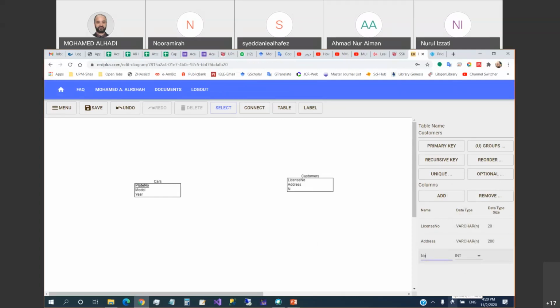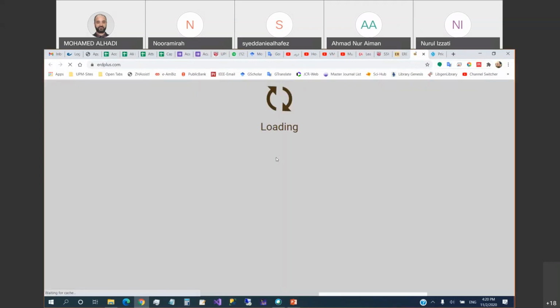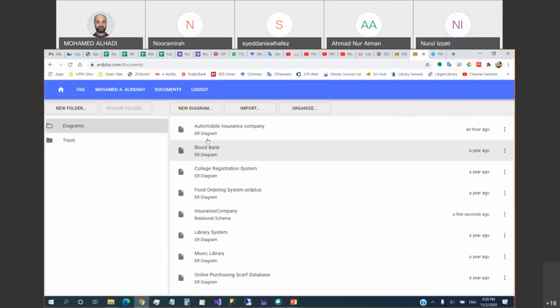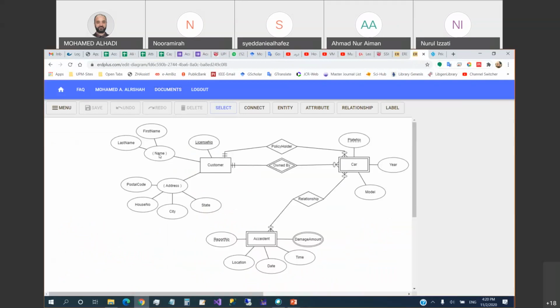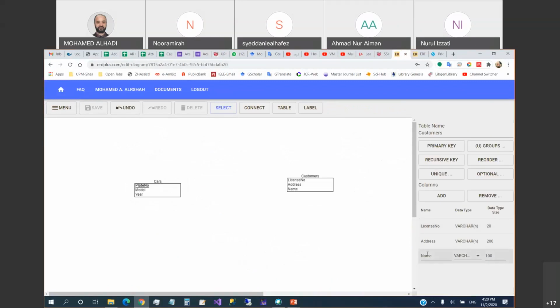Then we have name. If the name is only a name like this, it could be like 100 characters. But if we want to make it based on our previous design, where we made the name a composite attribute, right? In this case the customer name includes the first and last. So in the database, we cannot make it like that. We create the name, then we create the first and last. That's wrong.